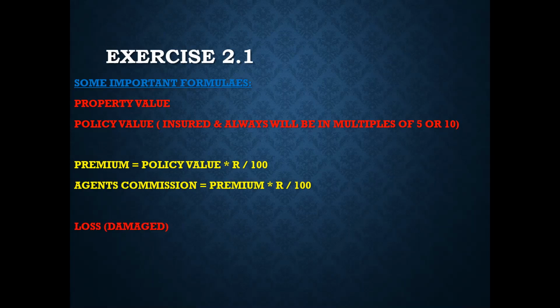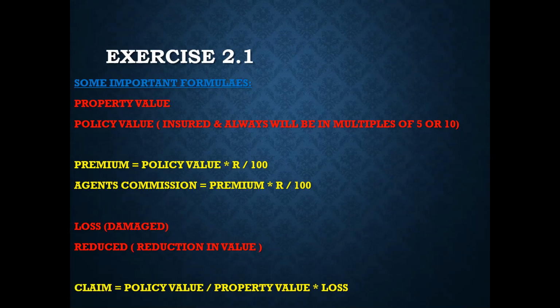Then we'll be dealing with sums having loss or damaged word as well. If you see the word reduced, it means reduction in value, but we are not dealing with these type of sums right now. And the last formula, claim. So how to find out the claim? Policy value upon property value into loss. I repeat, claim is equal to policy value divided by property value into loss. So the yellow part which you can see over here represents your formulas which we'll be utilizing. The red ones are the compulsory things which you will come across in your sums.